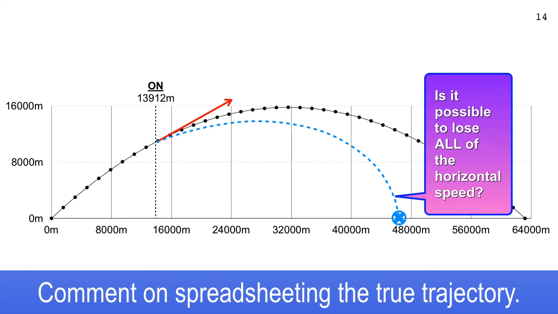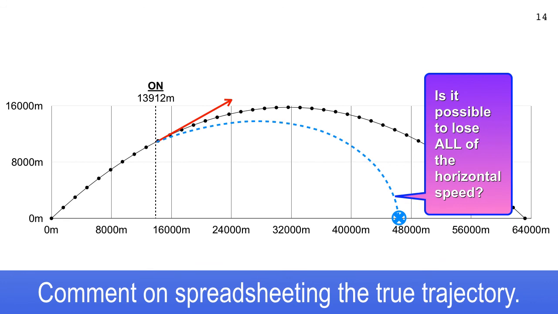Now, here's a question for you to think about. I don't know the answer to this, but go ahead and write down this question. Is it possible for you to lose all of the horizontal speed? Maybe not this trajectory, but maybe some other trajectory. In other words, you're getting some horizontal drag force. So that drag, on this part of the trajectory, is a third quadrant vector. It's got a little bit of negative X newtons. That means it's cutting in on your horizontal velocity. So is it possible to lose all your horizontal speed?